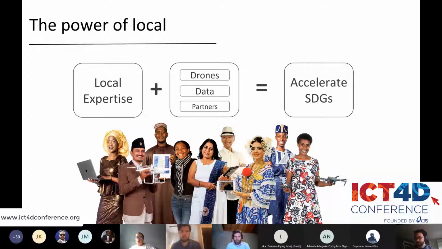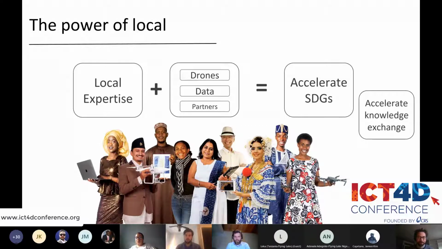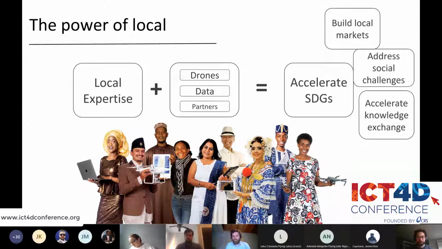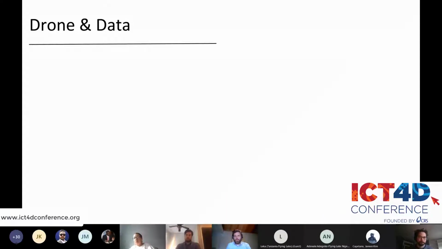What you get is an acceleration of the Sustainable Development Goals. That's the overarching achievement, but not only that. By leveraging local expertise, you accelerate knowledge exchanges, and I'll explain also the role of the network in that. You build local markets. You create interest in new technologies. You build capacity. You address social challenges, and also create job opportunities.